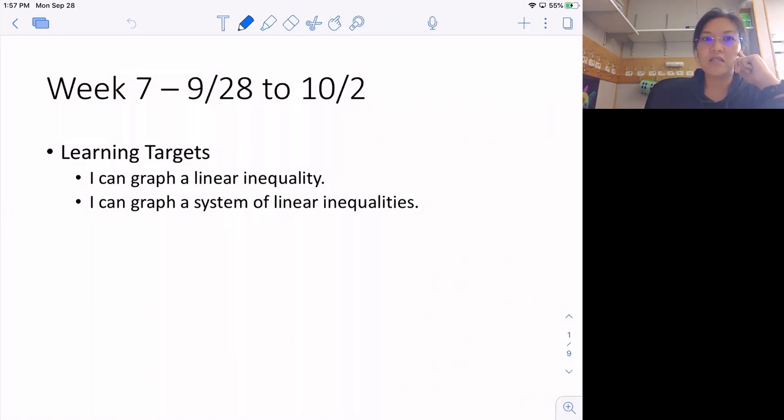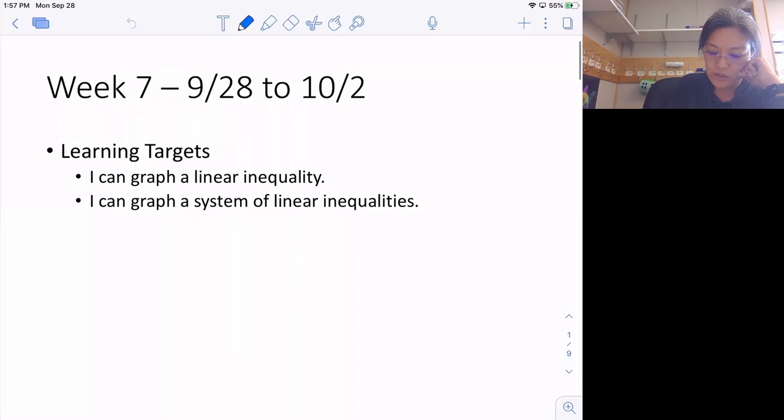In our geometry class, this week we are doing another Heart of Algebra lesson. We are working on the learning targets: I can graph a linear inequality, and I can graph a system of linear inequalities. So everything's going to boil back down to that idea of, can we graph something that is in slope-intercept form?